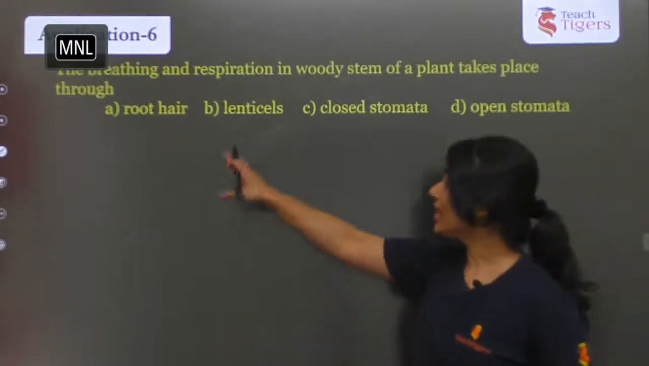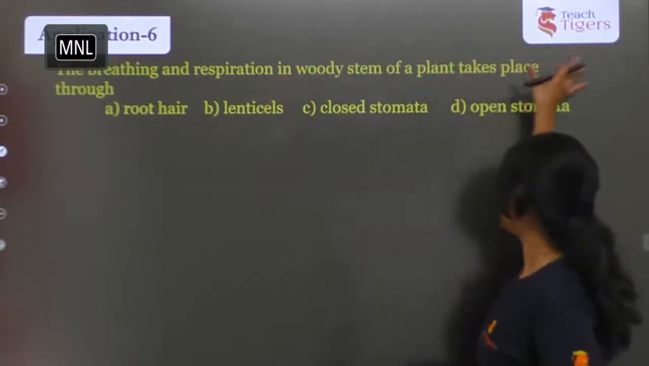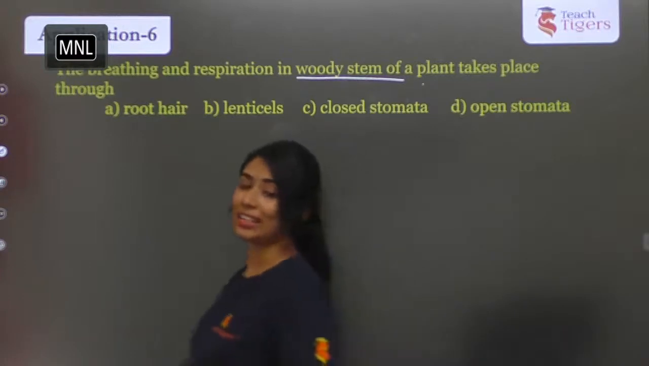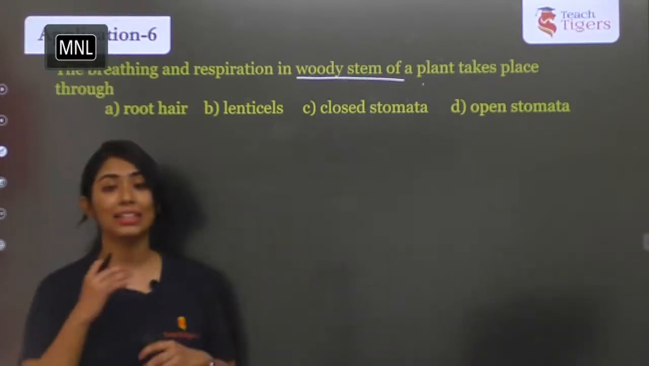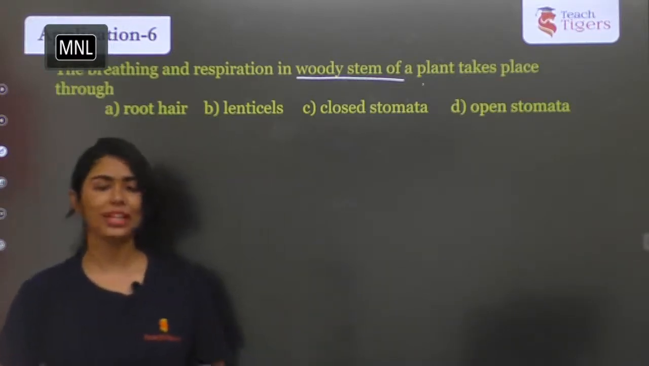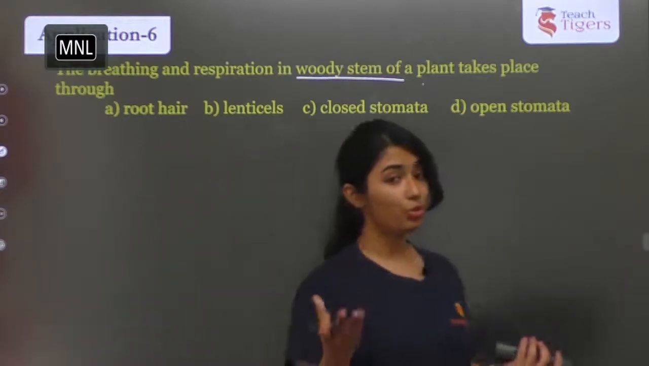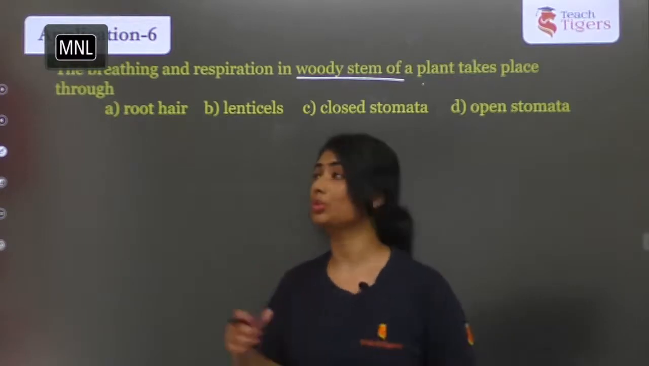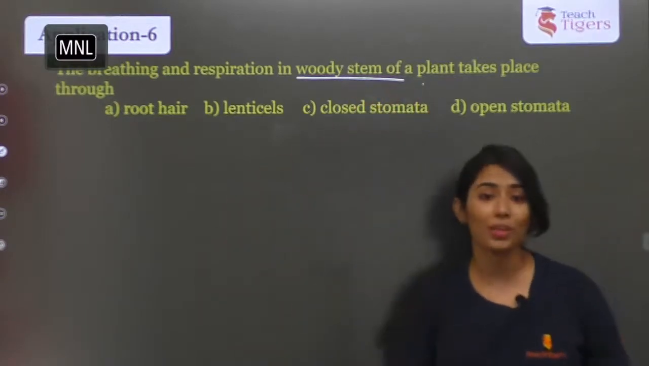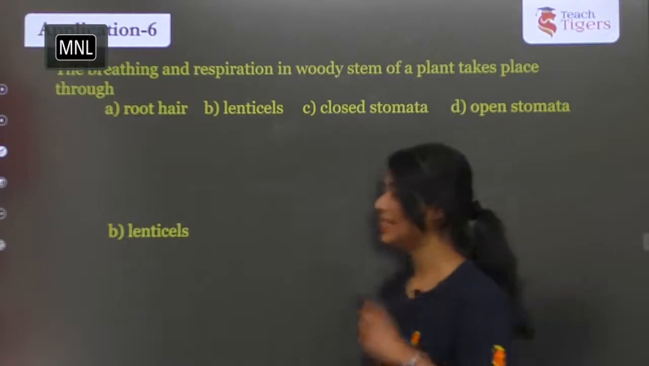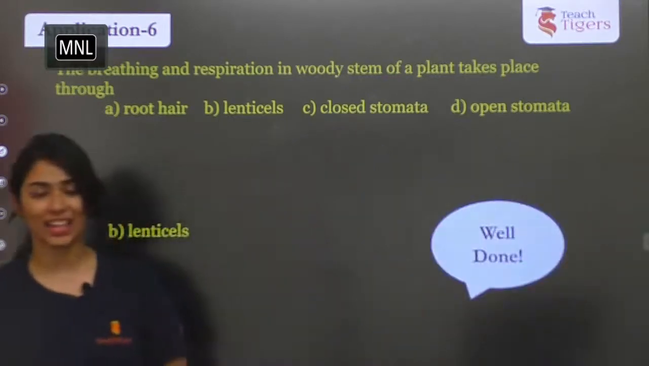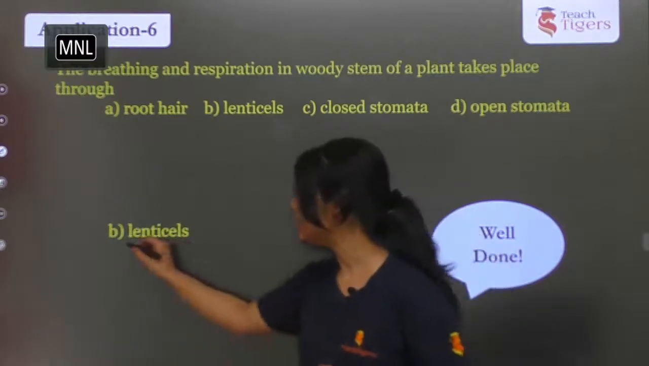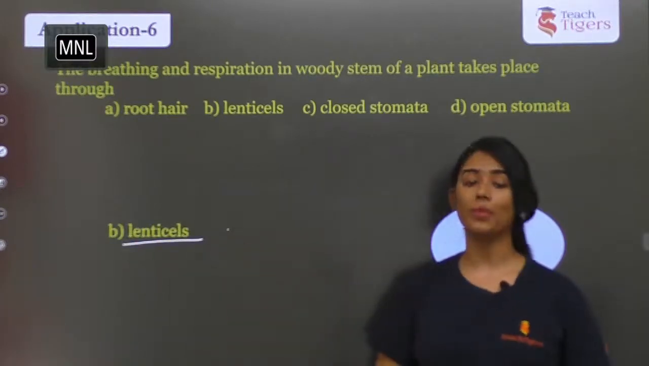Next, the breathing and respiration in woody stem of a plant takes place through. Now if you remember, we have studied that all the parts of a plant, they respire individually. Now plants have different parts, right? Like the roots, the stems and the leaves. So what structures do these stems use for respiration? It is lenticels, which is the right answer. Okay, so woody stems, they have structures known as the lenticels through which they perform respiration.